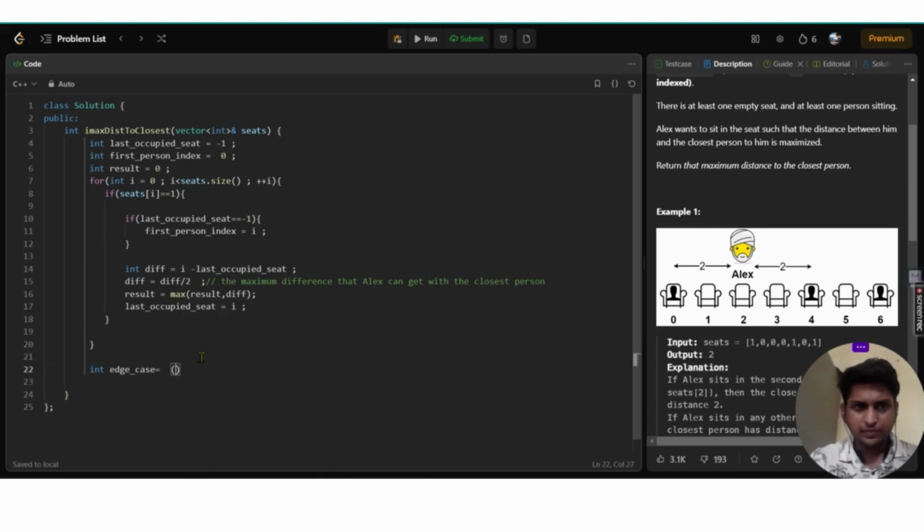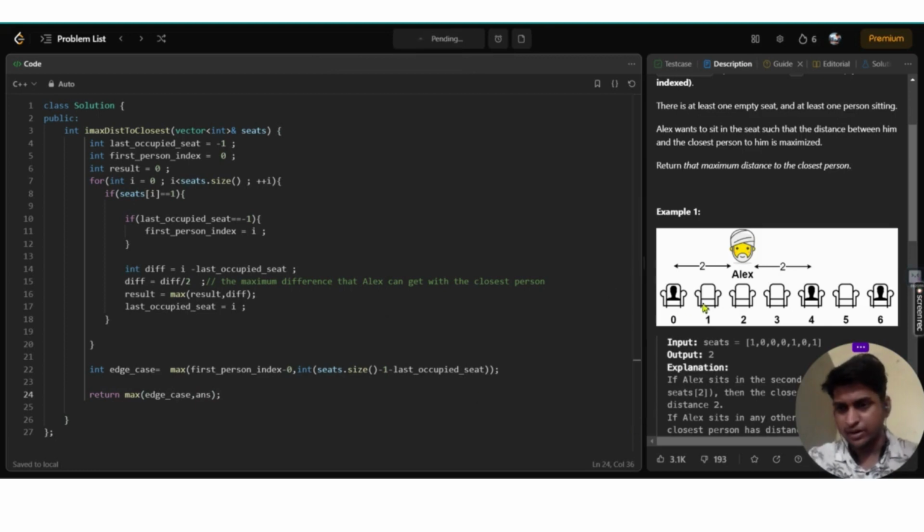Now we can calculate our edge case answer. The edge case answer will be what? First person index minus 0. We can say it's the maximum of: if Alex is sitting at the 0th index, or if Alex is sitting at the last index, then what will this be? seat.size minus 1 minus the last occupied index, the last occupied seat. So this is going to cover our edge cases, and we have to return the maximum of our edge case and the answer.